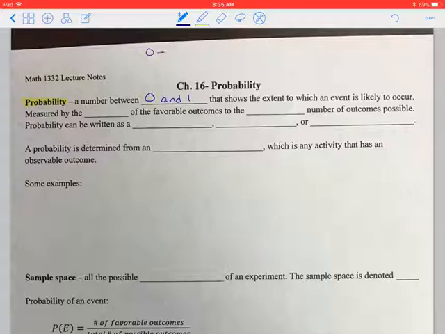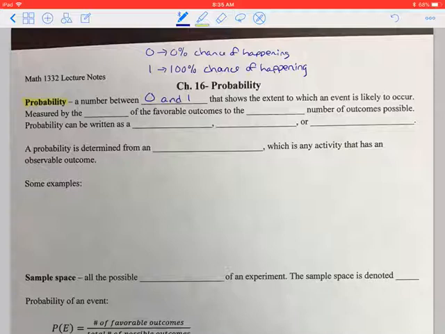The lowest a probability can be is 0, and that means there's a 0% chance of it happening. And the highest it can be is a 1, and that corresponds to a 100% chance of happening. So when you're looking at probability, you can't have anything smaller than 0, and you can't have anything bigger than 1. If we end up with something in the middle, maybe like 1/2, we can think of that as a 50% chance of it happening. Generally we write probabilities as fractions, but you can also do percentages.